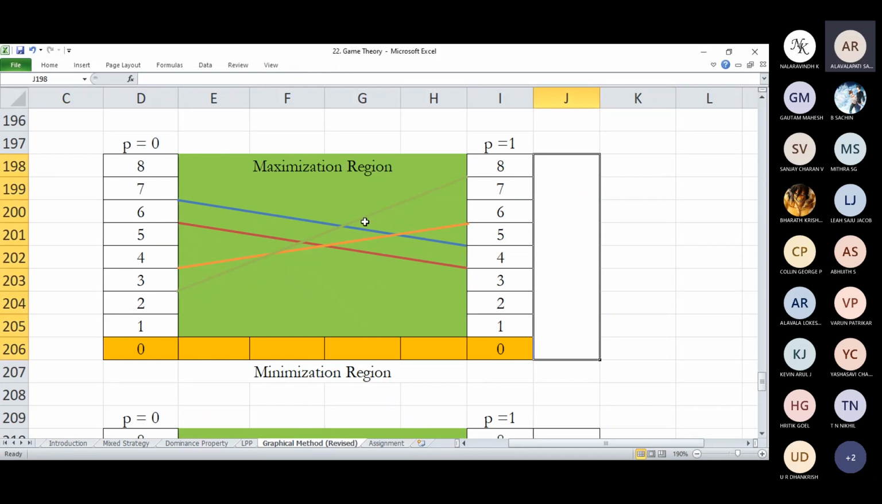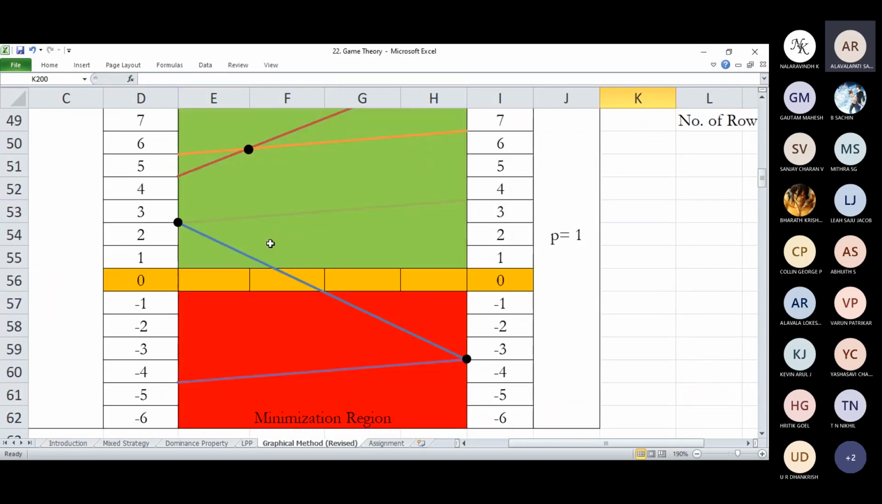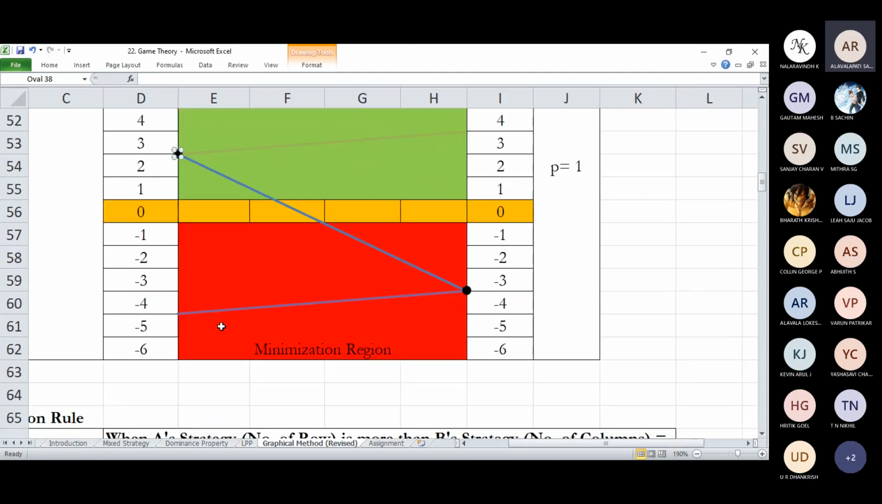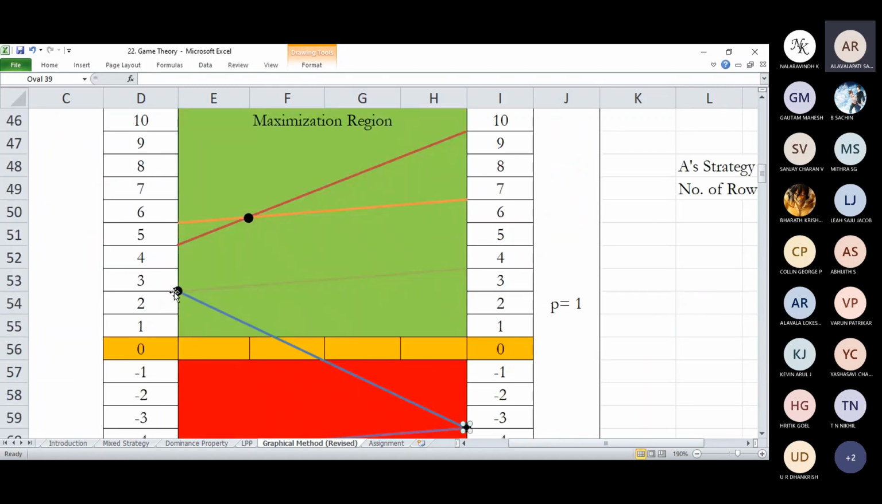So that's how we have mapped it. Let's take a quick look at the previous problem, which is the M cross 2 problem. In this graph, we have got one intersection here, and this edge is not generally considered as an intersection, so it's removed or discarded.